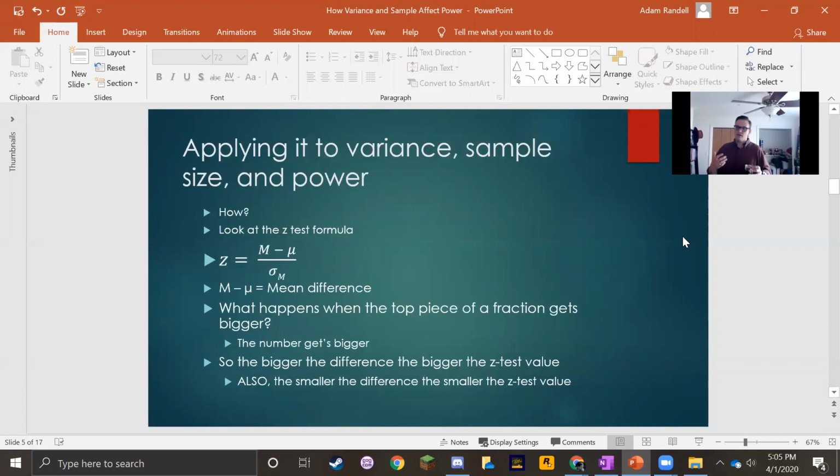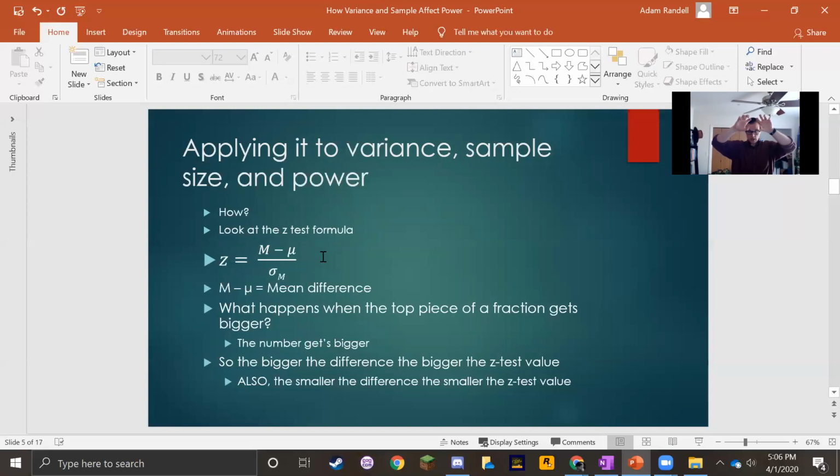Now, how does this apply to the relationship between variance, sample size, and power? Well, like I said, this whole video is going to be in the context of a z-test. So let's look at a z-test formula. There you see it. We have the mean minus the population mean divided by the standard error. Now, let's focus on that top piece, the mean minus the population mean. Usually an individual number or the mean of a sample minus the population mean.